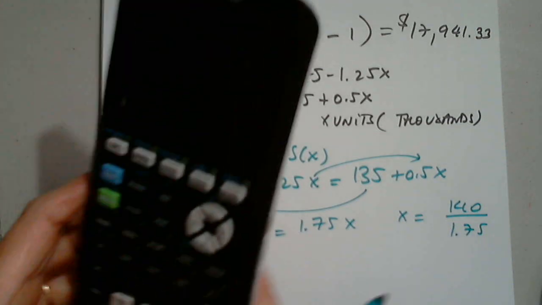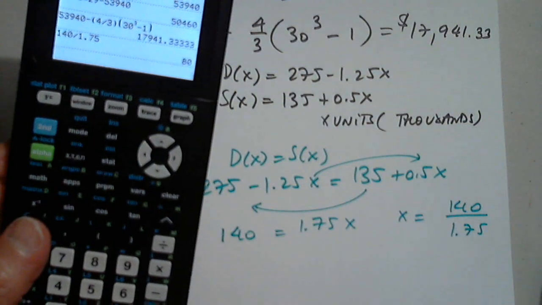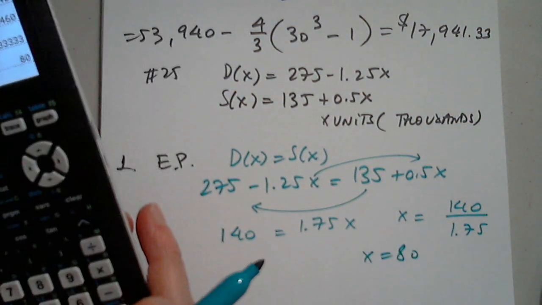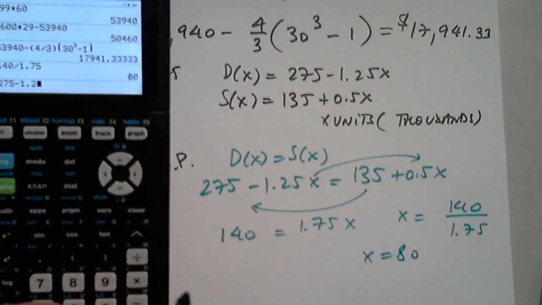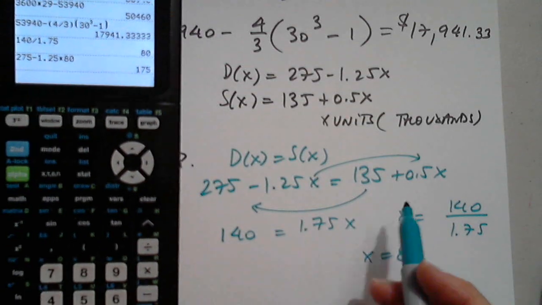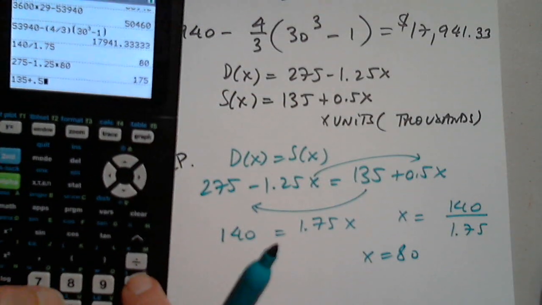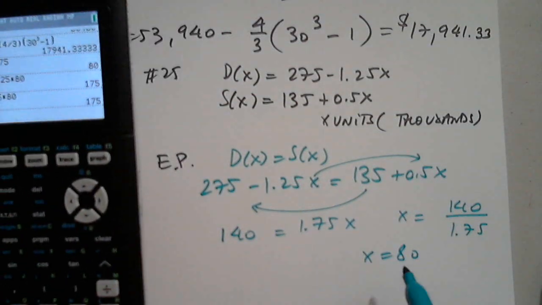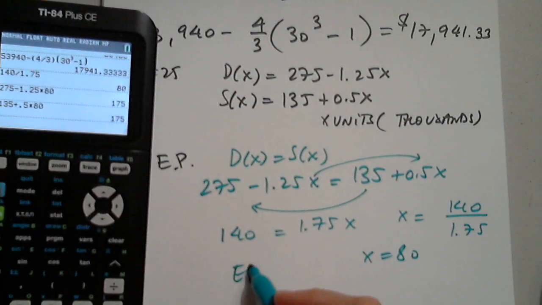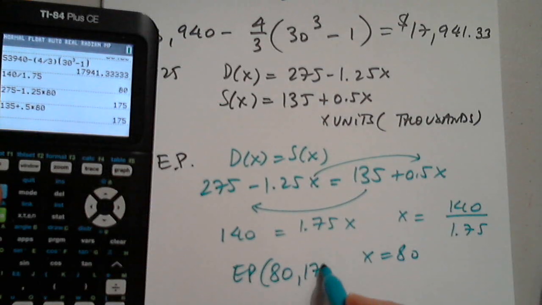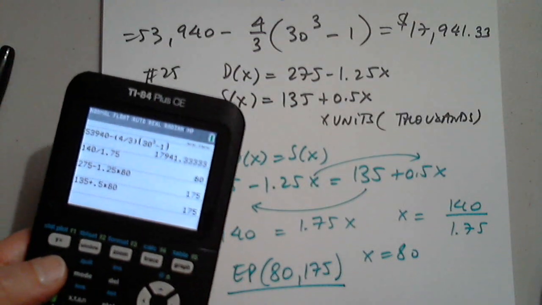We're going to check in a minute. If you notice I messed up a number, please let me know. So x equals 80. And then I'll check. I can always check. 275 minus 1.25 times 80. Does that equal 135 plus 0.5 times 80? Yes. So that's correct. So when I plug in 80, I have 175. So the equilibrium point is 80, 175, because when we plugged it in, that's what we got.